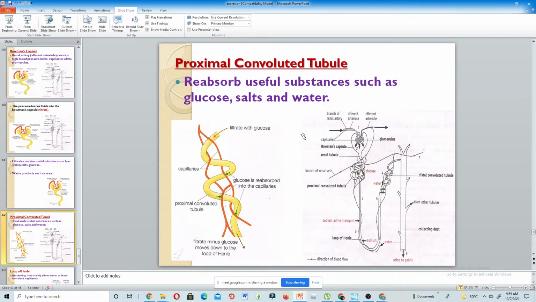So the next part of the nephron. We have finished with the Bowman's capsule and the glomerulus, so we are moving on to our next section. We are looking at the proximal convoluted tubule.